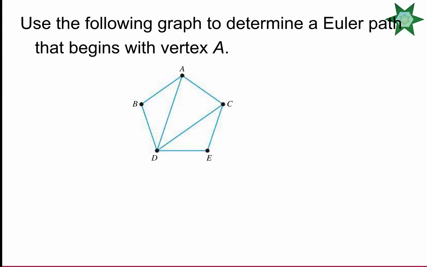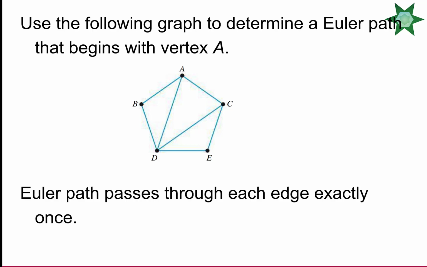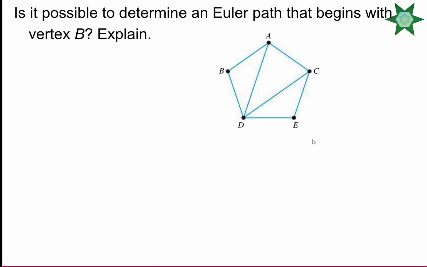Use the following graph to determine an Euler path that begins with vertex A. So an Euler path, remember, passes through each edge exactly once. And if we try this one, we can go from A to B, so A to B to D to E to C to A to D to C.